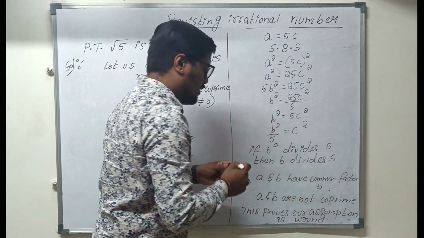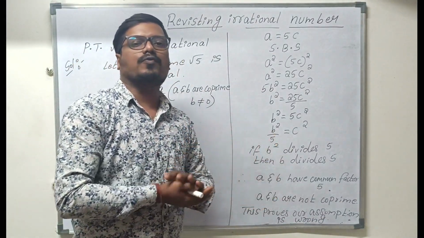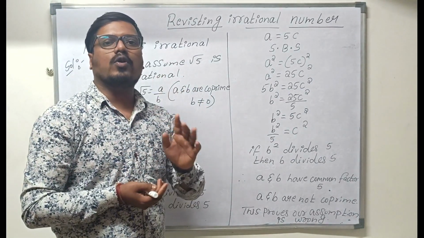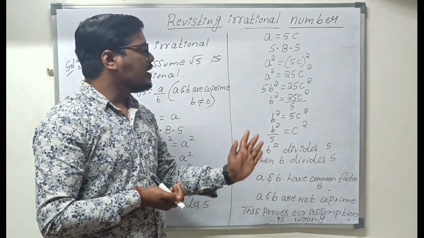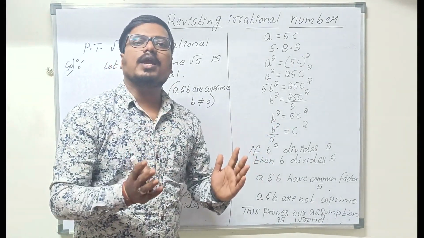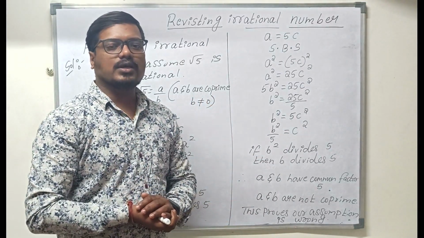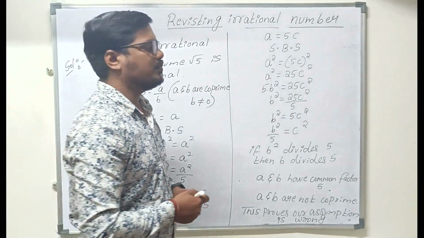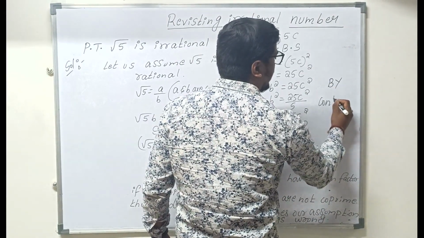I repeat again. We got here a square by 5, that means 5 is a factor of a, and 5 is a factor of b. But co-prime means the common factor should always be 1. Therefore, a and b have common factor 5, so a and b are not co-prime. This proves that our assumption is wrong. Therefore, by contradiction, root 5 is irrational.